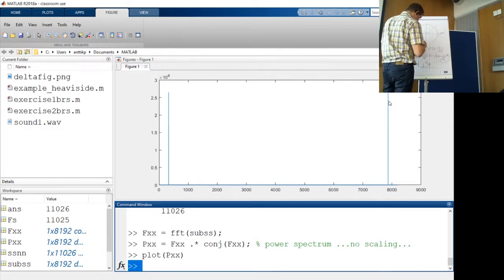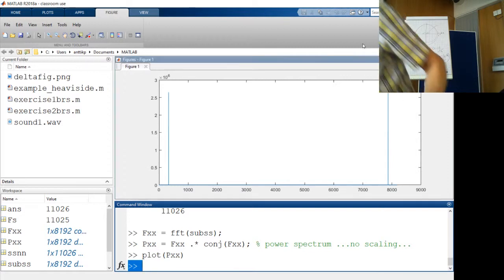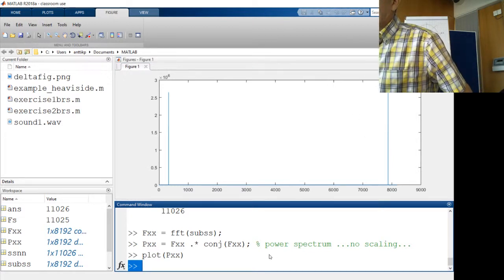Well, that makes a lot of sense. We have now 8,196 points on spectrum, and the whole range is fs. So the spectral resolution of the spectrum is the fs over n. Okay, so a lot of stuff happens there.